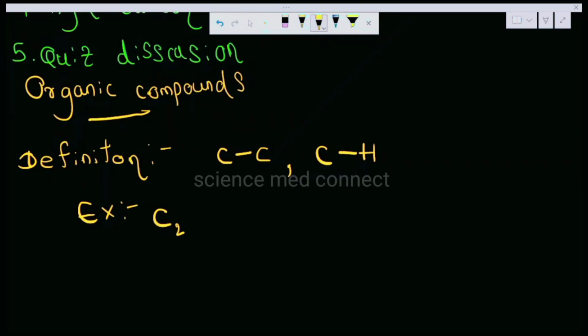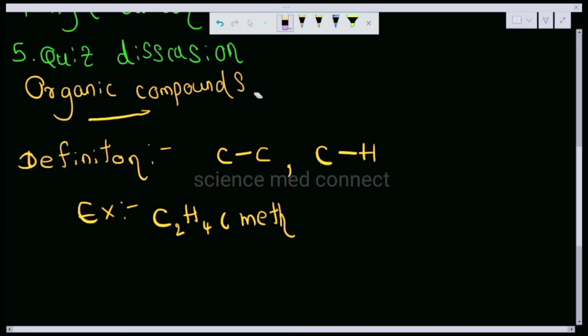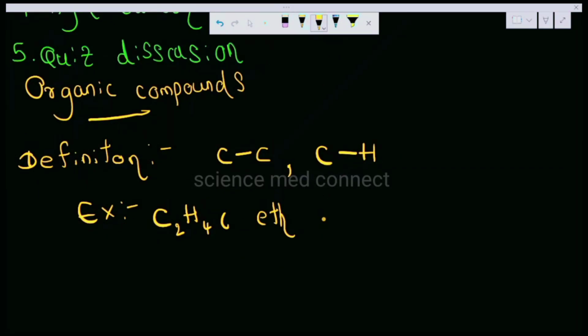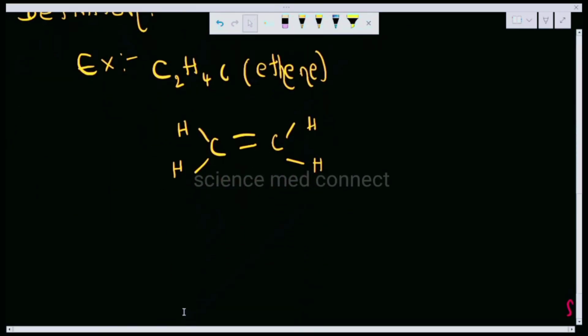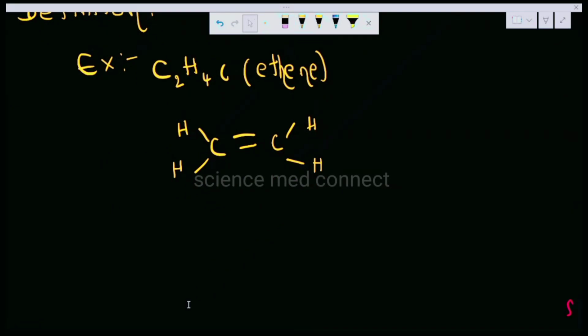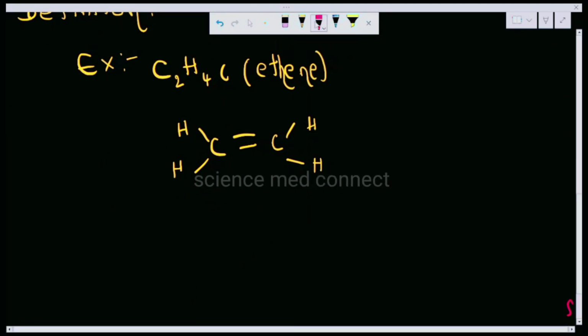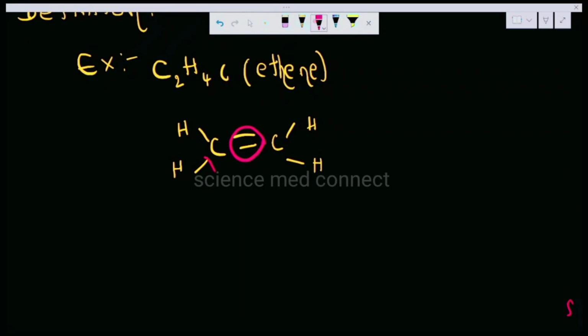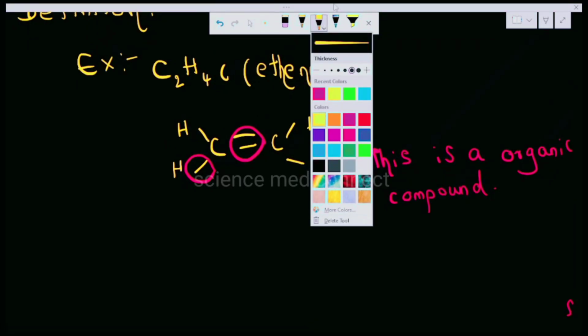Now let's see an example for organic compounds. C2H4 is known as ethene. So let's draw the structure of ethene. We have a double bond between the carbon atoms and 4 hydrogens. We can see the covalent bonds between carbon to carbon and carbon to hydrogen atoms. So we can say ethene is an organic compound.